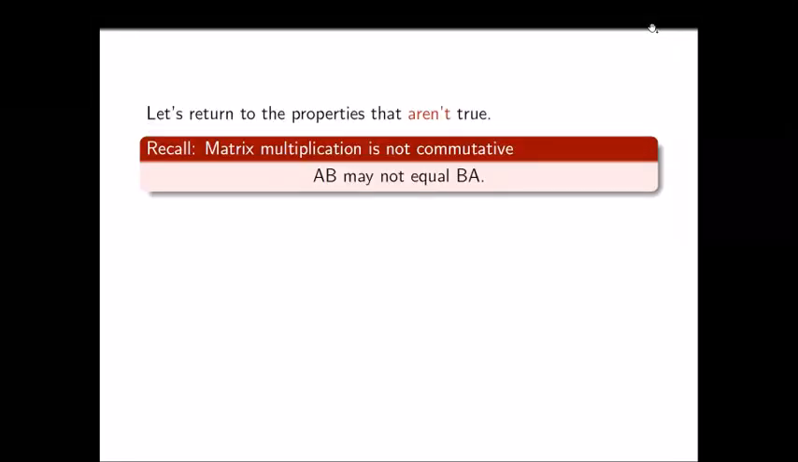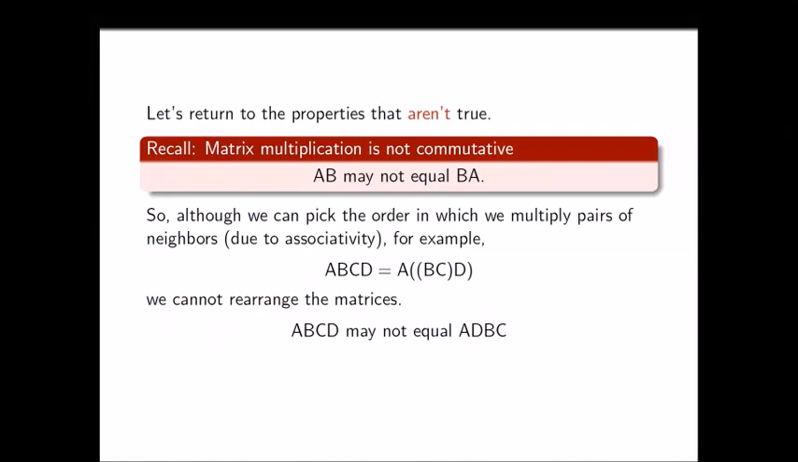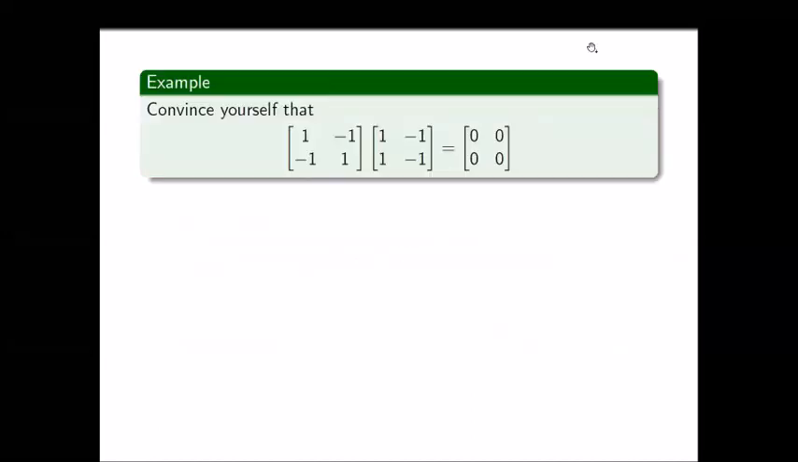Okay, so I want to spend the rest of the episode talking about things that aren't true. And we've already learned that matrix multiplication is not commutative. In other words, AB may not be equal to BA in most instances. So we learned that matrix multiplication is associative, but it's not commutative. So if we're given a product of a sequence of matrices, we can choose which of the immediate neighbors to multiply first. However, we cannot rearrange the matrices because of lack of commutativity, as we were able to do in the case of addition.